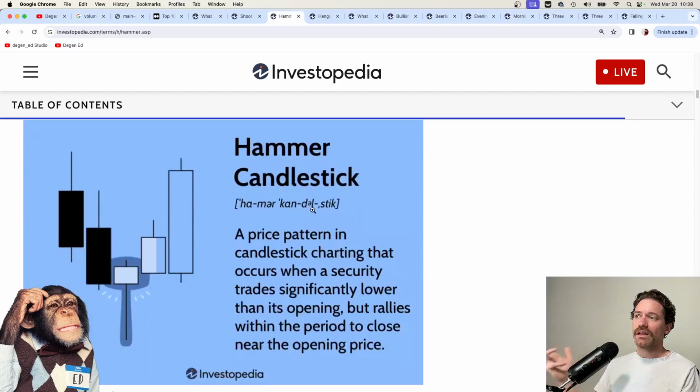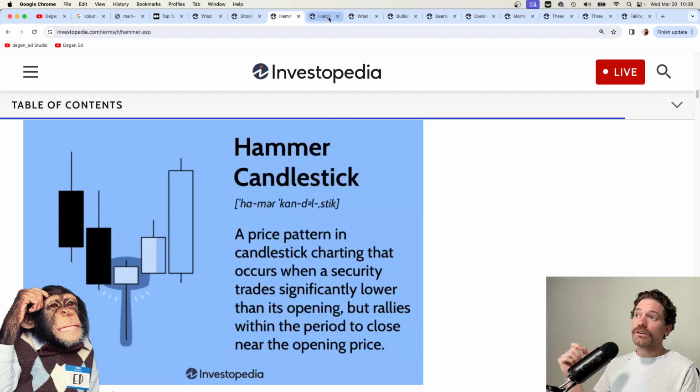Here we can see this nice graphic of the hammer candlestick, a price pattern in candlestick charting that occurs when a security trades significantly lower than its opening, but rallies within the period to close near the opening price. Here, this would be a green candle. You open here, close here, and have this big wick, a nice big handle to that hammer. Then you do get confirmation, which is a close above the previous day's high. Again, confirmation, a close above the previous day's high. You do see that that did suggest a reversal. That's what you saw in this example.